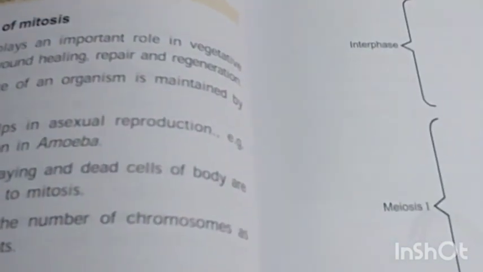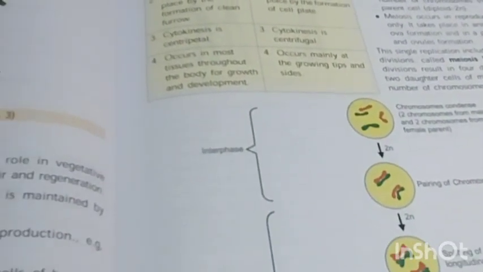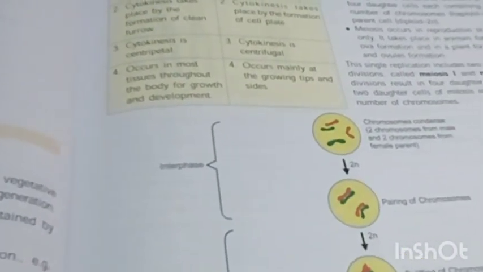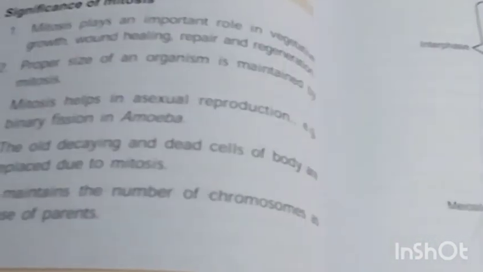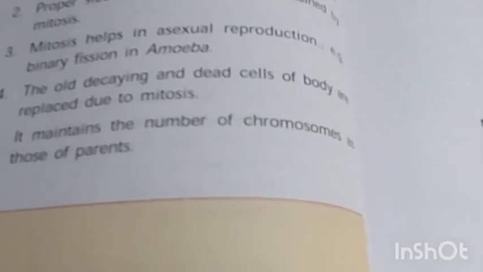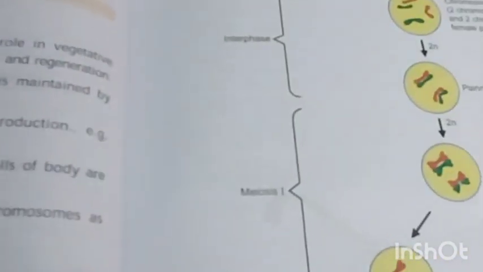Do remember, in mitosis we get two cells from the mother cell. If the mother cell is one, we will get two offspring cells, or two daughter cells, from one mother cell. So how many cells are produced by mitosis? Your answer will be 2. So what is the significance of mitosis?